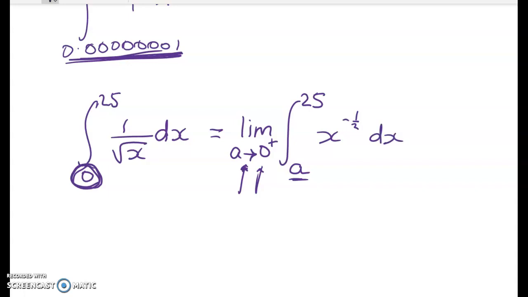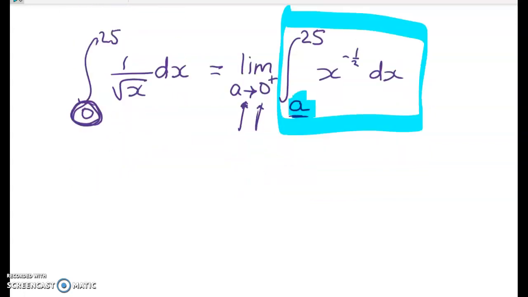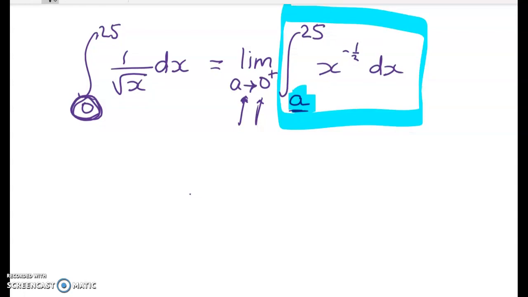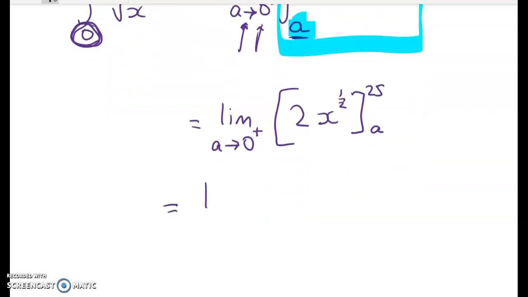So we're just going to work with this thing here, which is easy, right? There's nothing bad about this. My lower limit is just a instead of the very difficult 0. So we work this through and we just let that limit sit there. And this is how we're going to do all of our improper integrals. So we take the limit as a is going to 0, and we know what this thing here is. It's going to be 2x to the 1/2 evaluated at 25 and a. So just don't worry about that limit stuff there yet. We'll get to that in a second.